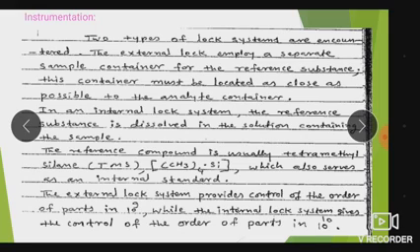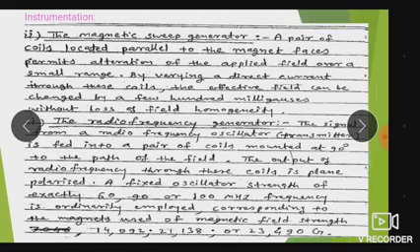The reference compound is usually tetramethylsilane, which also serves as the internal standard. It shows the delta value at 0. The external lock system provides control of the order of parts in 10 to the power 9, while the internal lock system gives control of the order of parts in 10 to the power 10. So this is the difference between the internal and the external lock systems.